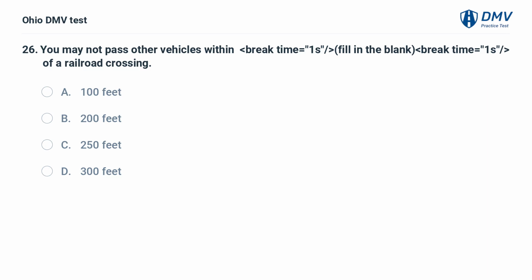You may not pass other vehicles within blank of a railroad crossing. A. 100 feet. B. 200 feet. C. 250 feet. D. 300 feet.